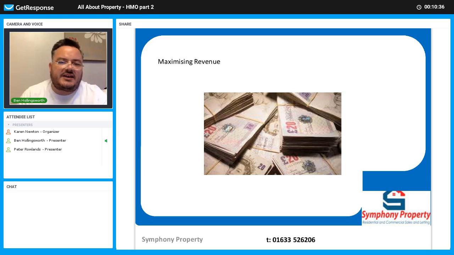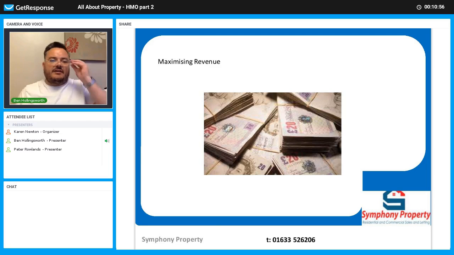And if you deal with people like ourselves who have got many years of experience in this sector, we can help you and we can analyze any kind of decision that you want to make, and we can look at changing the strategy. We can look at adapting. We can look at modernizing your HMO to obviously maximize your revenue from it.